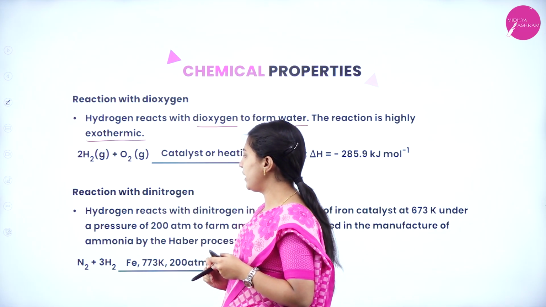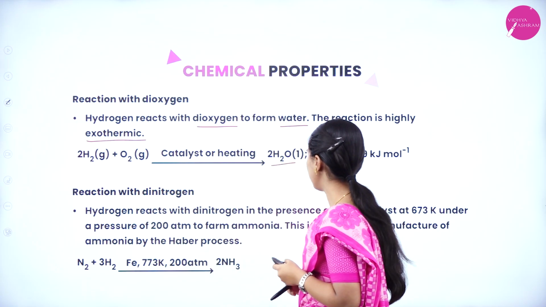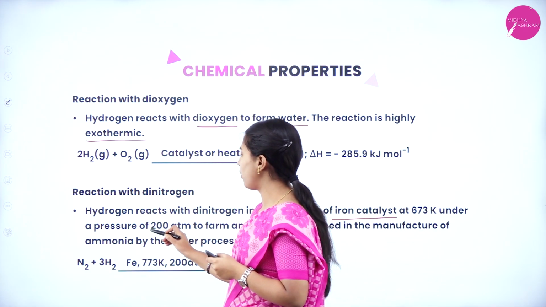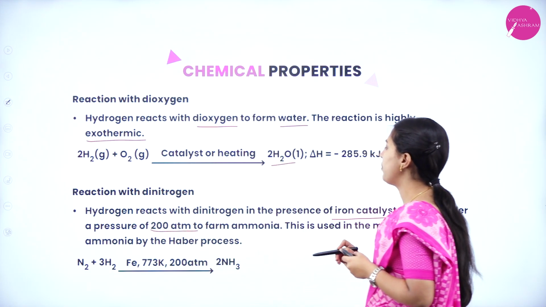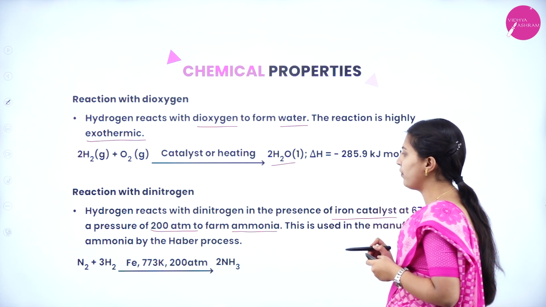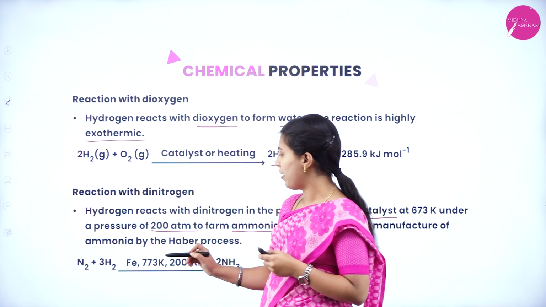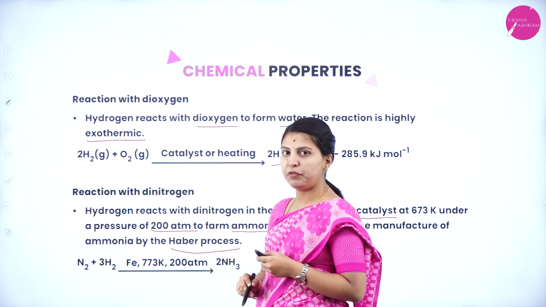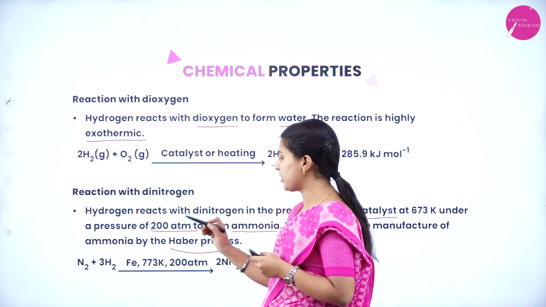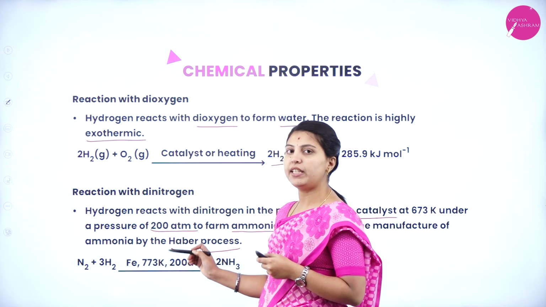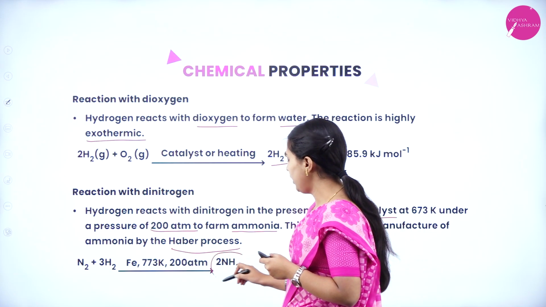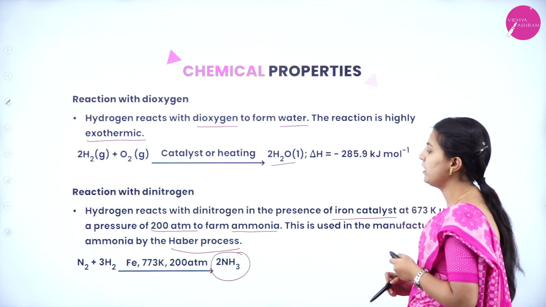Next, reaction with dinitrogen. Hydrogen reacts with dinitrogen in the presence of iron catalyst at 673 Kelvin under a pressure of 200 atmosphere to form ammonia. This is used in the manufacture of ammonia by the Haber's process. By the Haber's process, ammonia will be formed when dihydrogen is treated with dinitrogen in the presence of iron catalyst at 773 Kelvin and 200 atmospheric pressure. This is ammonia, NH3.